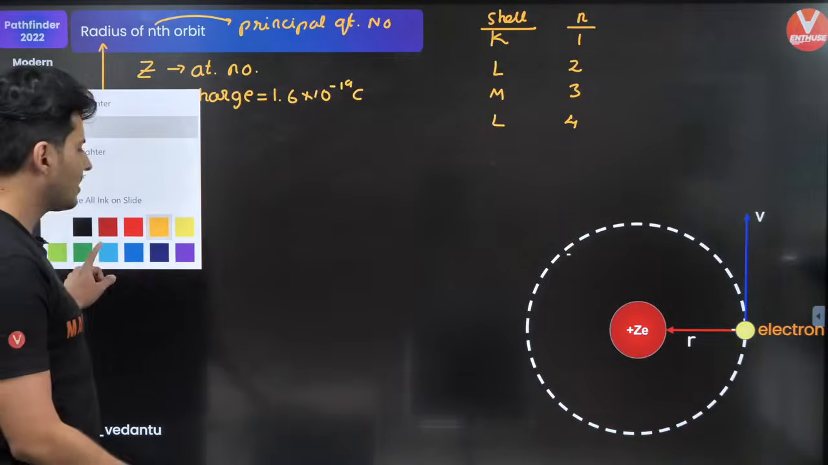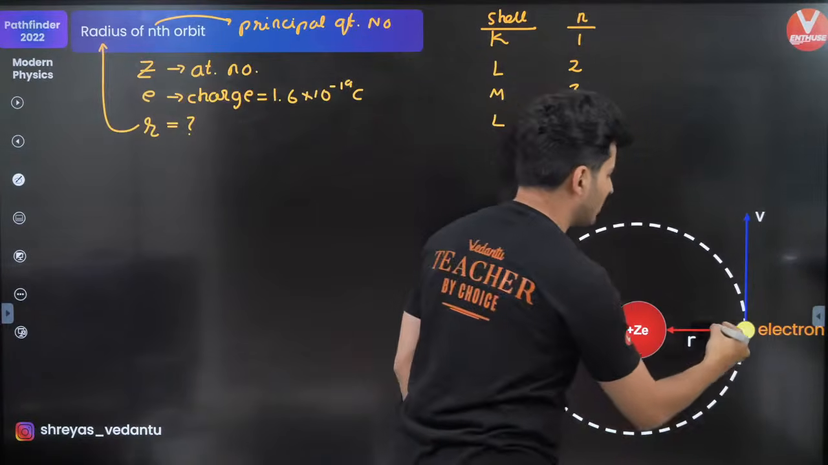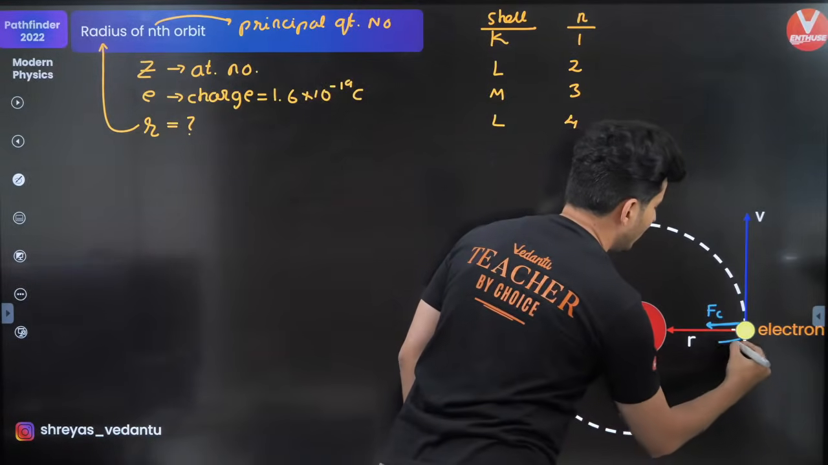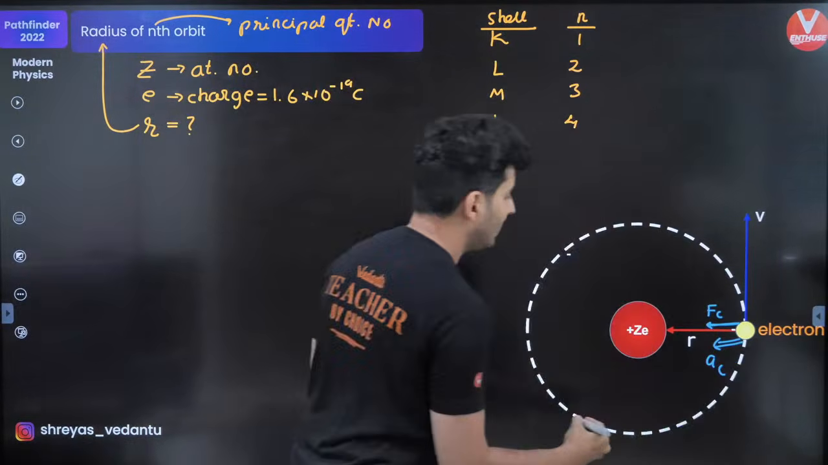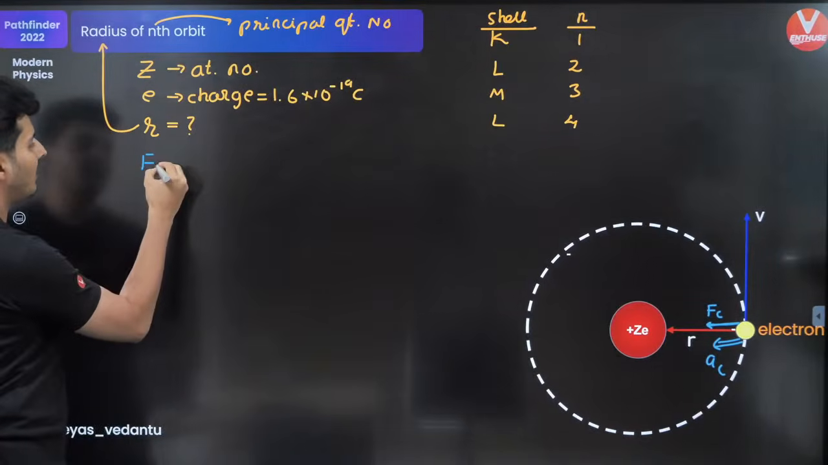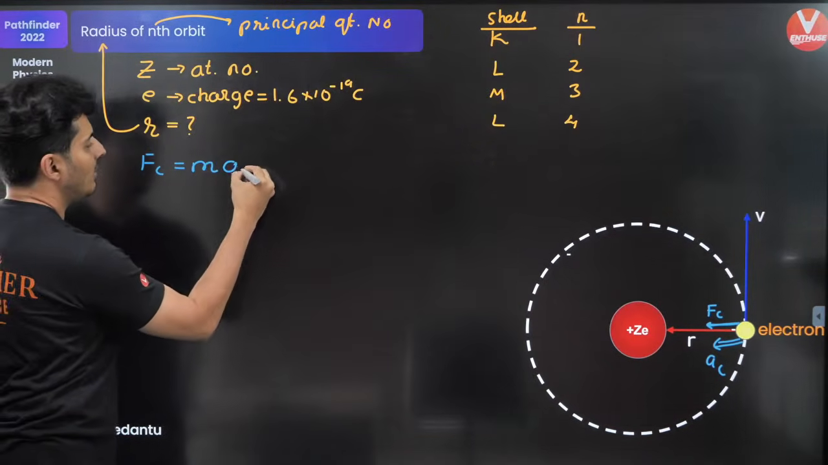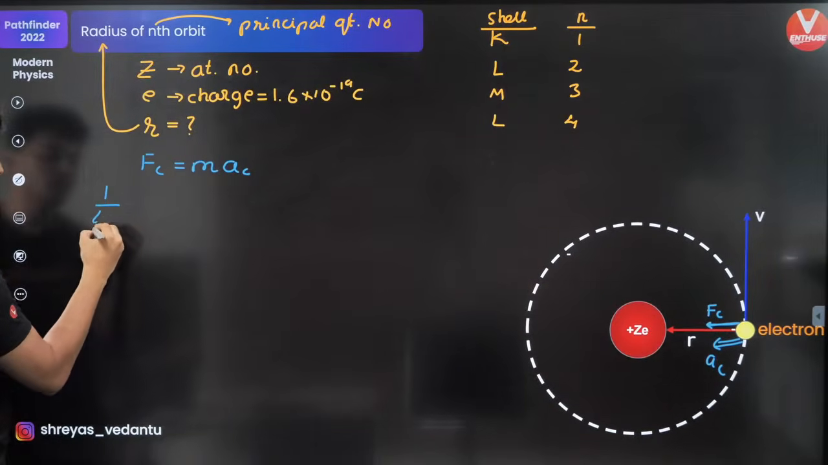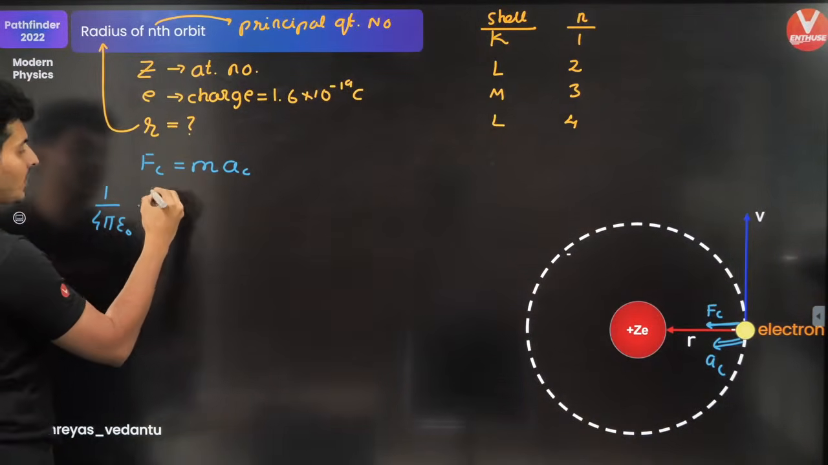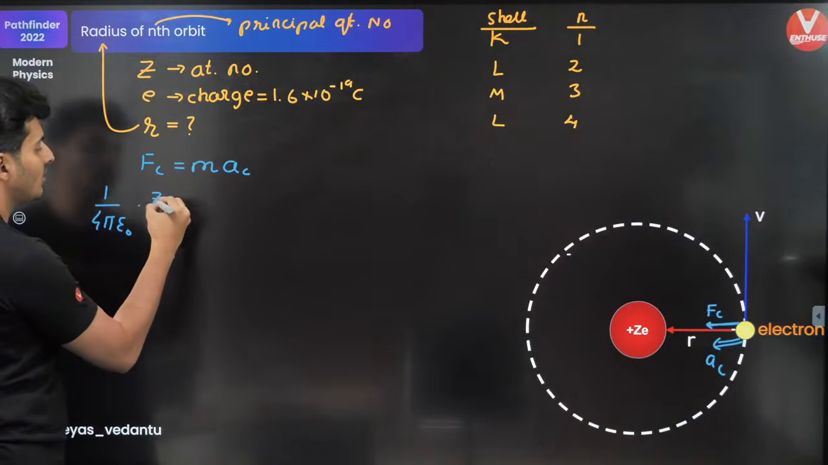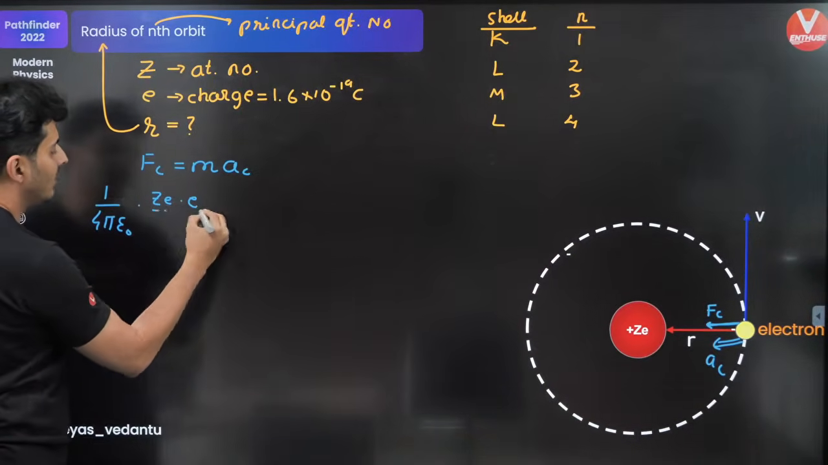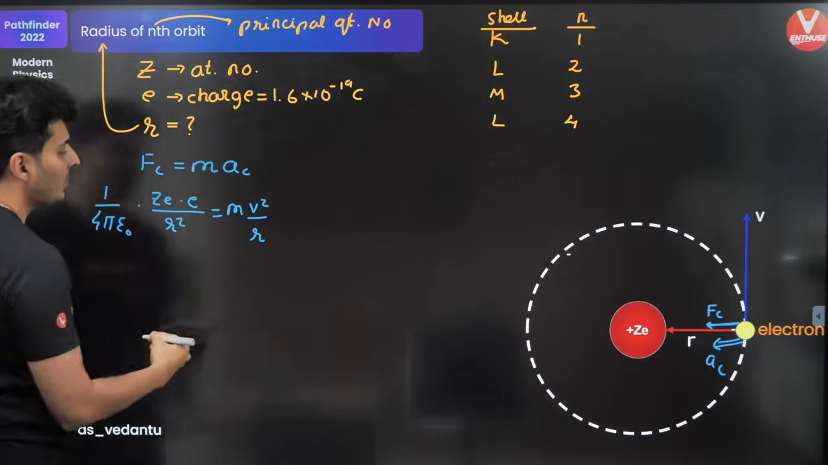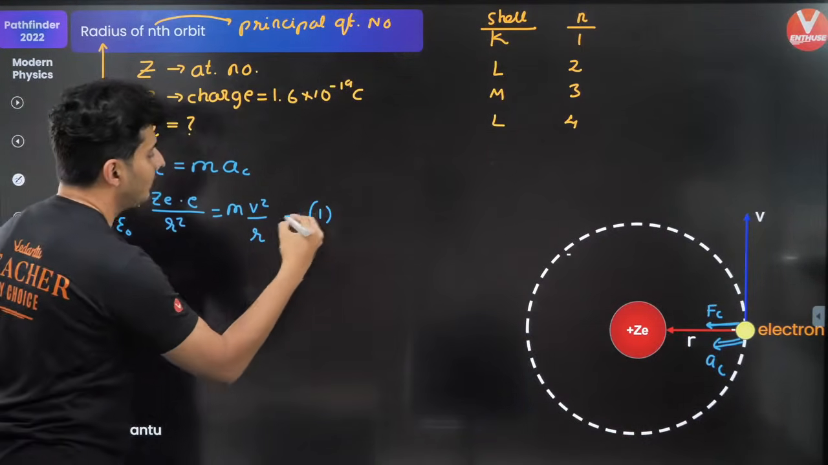It's very simple, guys. Just use your Newton's laws, you will get it. The force towards the center, the centripetal force, will provide the centripetal acceleration. So just say Fc is equal to mass into centripetal acceleration. This force will be the electrostatic force. That means 1 upon 4 pi epsilon naught, charge 1, charge 2. Charge 1 is Ze, charge 2 is e, divided by r square, is equal to m v square by r. This is equation number 1.